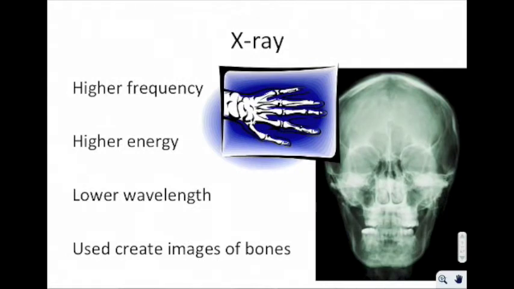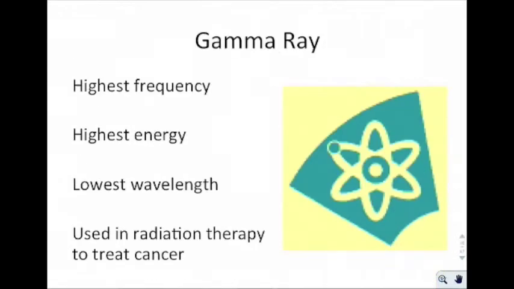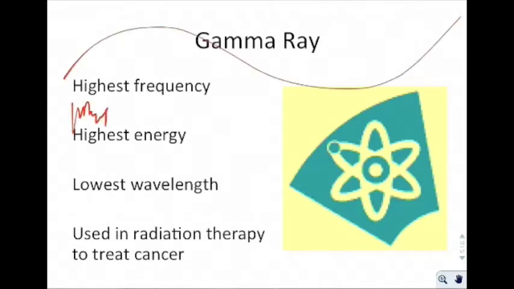Next we come to X-rays. X-rays are higher frequency, higher energy. They can penetrate through all the layers of skin, and not quite through the bones, but that's how you create an image of the bone. And then finally you have gamma rays. Gamma rays are the highest energy, highest frequency, lowest wavelength. So where we said radio was this, gamma is this. A whole bunch of waves in a very, very small segment. The only real use that we have for gamma rays is that we use it in radiation therapy to treat cancer.